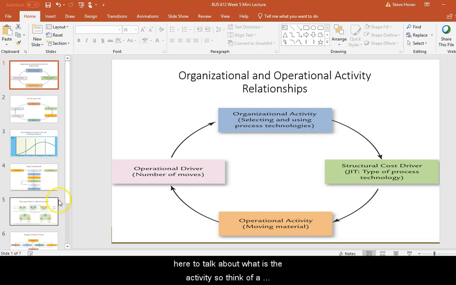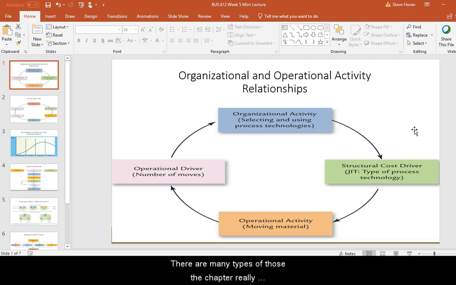So at the top here they talk about what is the activity. So think of a manufacturer. What's the process we go through to manufacture something? Same thing applies for a service company. How do we allocate resources to provide services to our customers? And then we have what we call structural cost drivers.